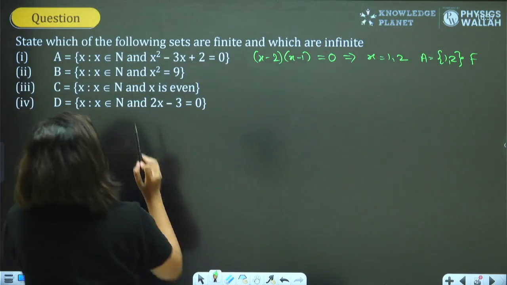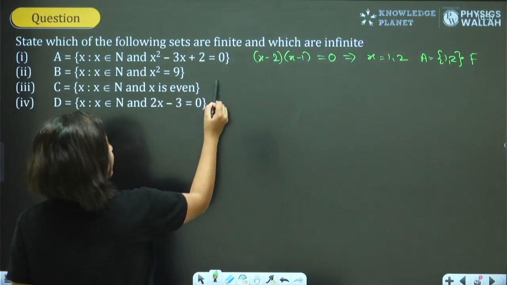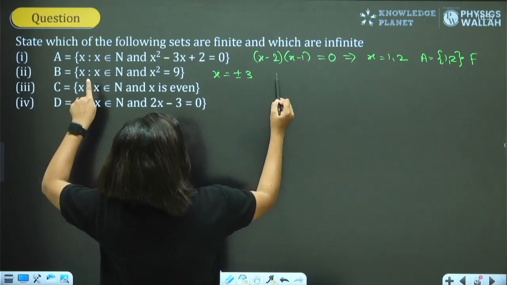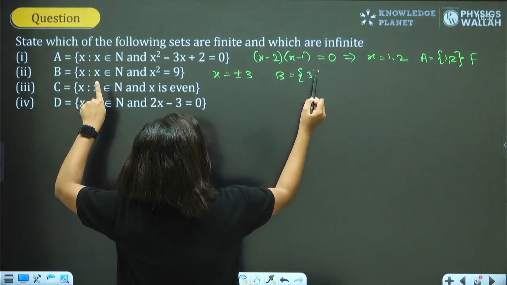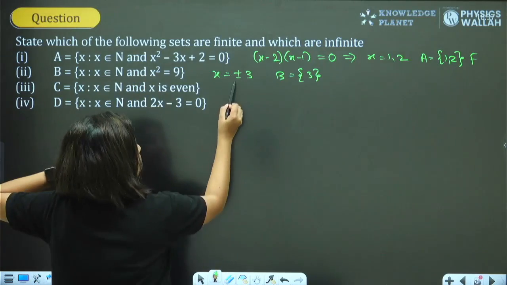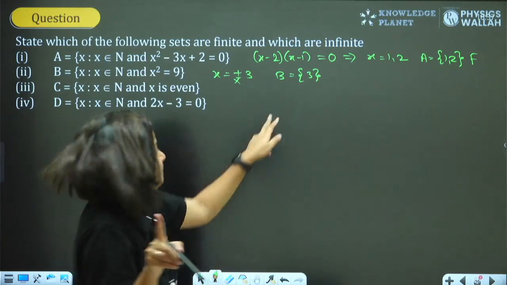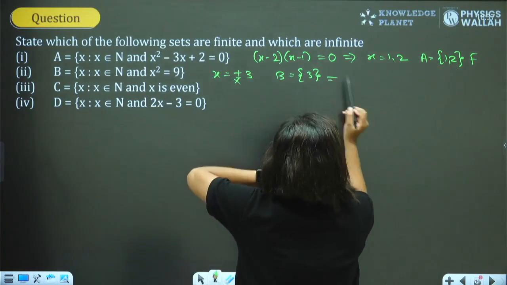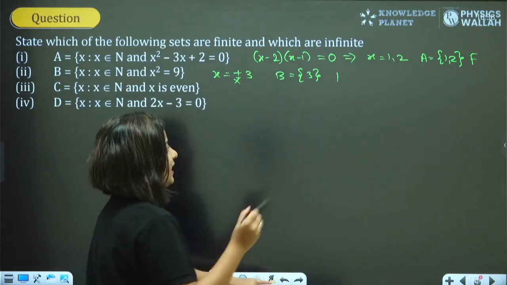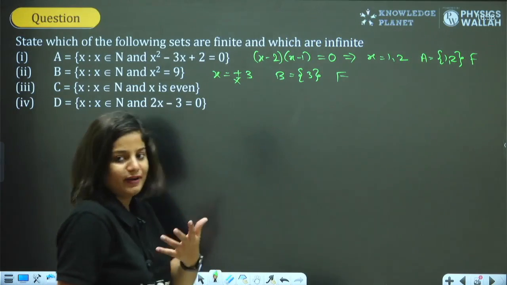The second set: x is a natural number, x square is 9. When we solve, x will be plus or minus 3. But the set B will only have plus 3. Why? Because we said x should be a natural number, so minus 3 is discarded. B has only one element. Again, this can be regarded as a finite set. F for finite, I for infinite. I hope you understand.